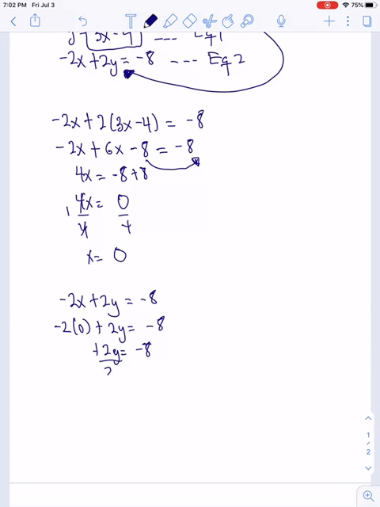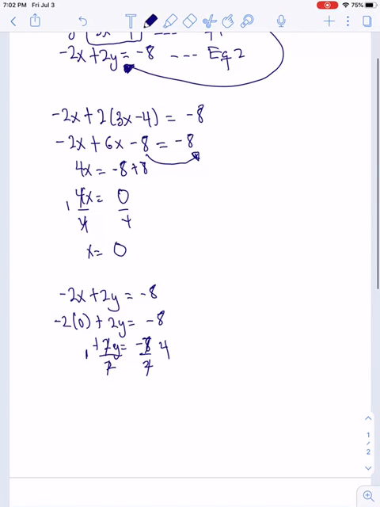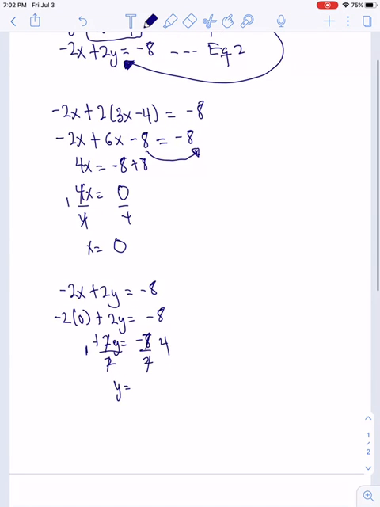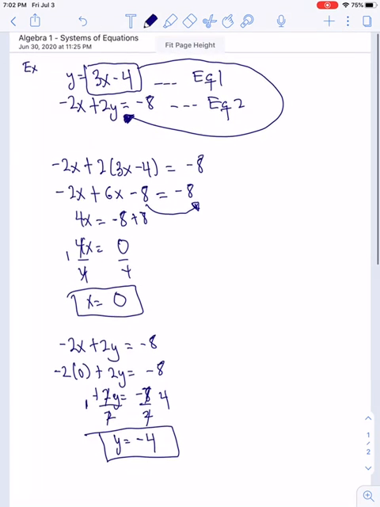And when I divide both sides by 2, 2 cancel, 2 is 1, and 2 goes into 8 4 times. So it's going to be y equals negative 4. So for this problem, our answers will be x equals 0 and y equals negative 4. All right.